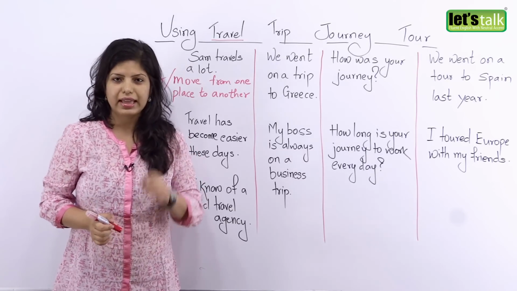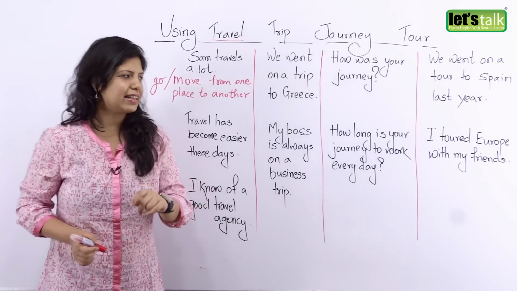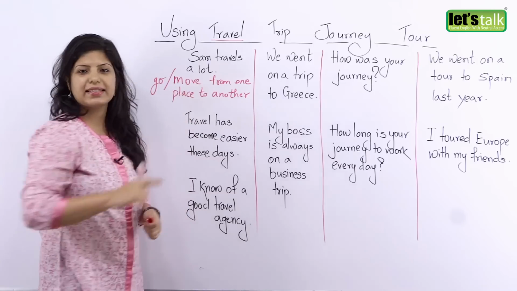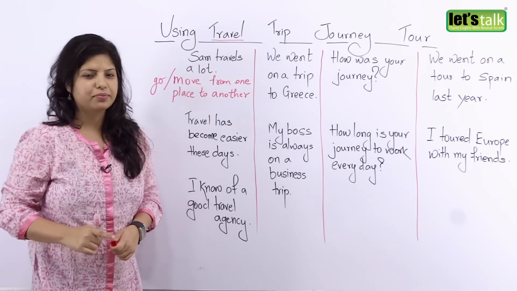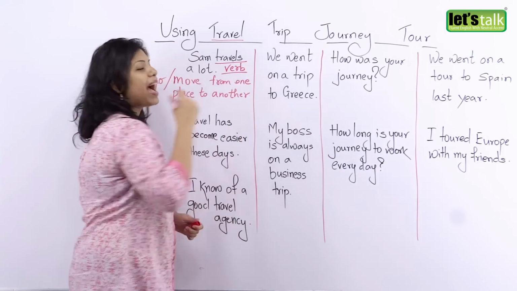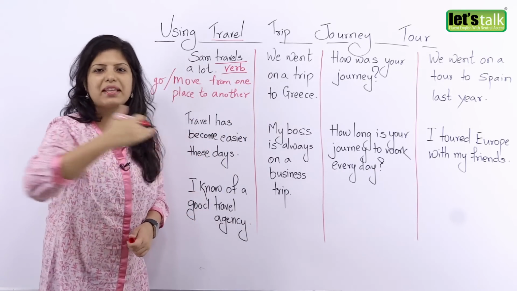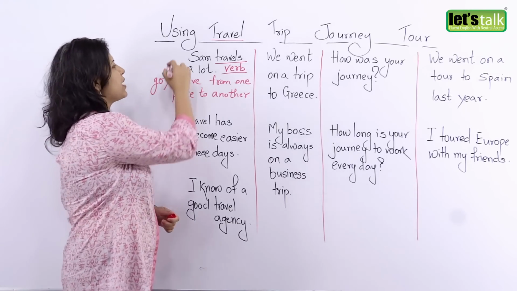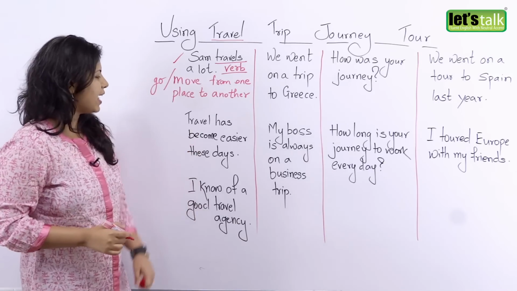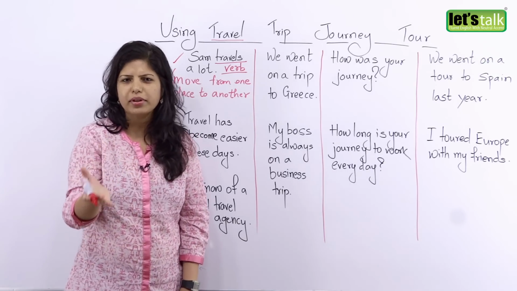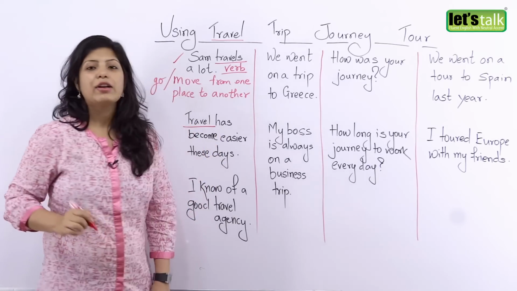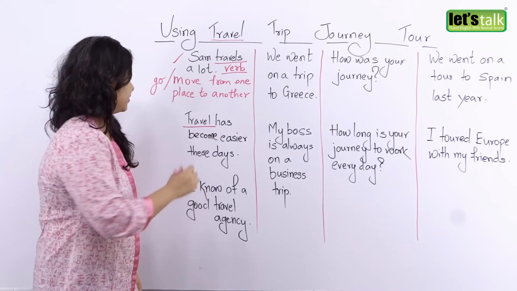Now travel as a word can be used in three ways like I said. The very first as a verb. So if you look at this sentence, Sam travels a lot. Over here, travel is used as a verb. It's an action where Sam travels from one place to another, okay? So here it's used as a verb. In the next example, travel has become easier these days. I'm sure you agree with the different means of transport now. Over here, travel is used as a noun.